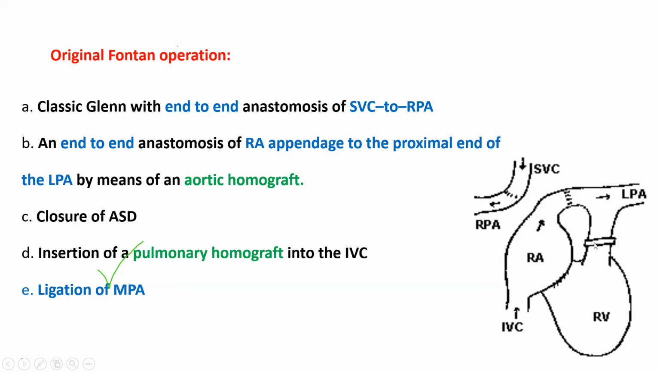Also, there is a ligation of the MPA. So the IVC blood goes to the left side, and the SVC blood goes to the right side. This was the original Fontan operation, which was described by Francis Fontan, which was done in tricuspid atresia. In that case, the tricuspid valve was already atretic.